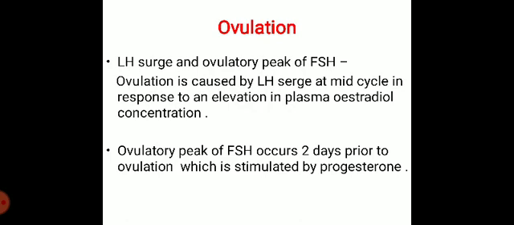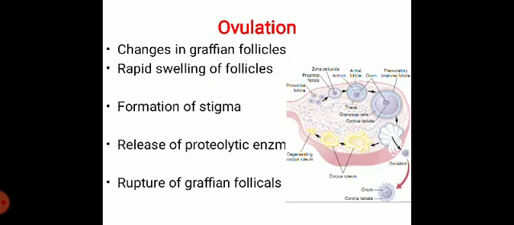The ovulatory peak of FSH occurs 2 days prior to ovulation, which is stimulated by the progesterone. The luteinizing hormone and the follicle stimulating hormone produce changes in the Graafian follicle before the ovulation. First, rapid swelling of the follicles. This is caused by FSH and LH a few days before the ovulation.